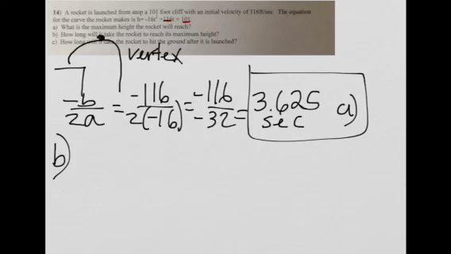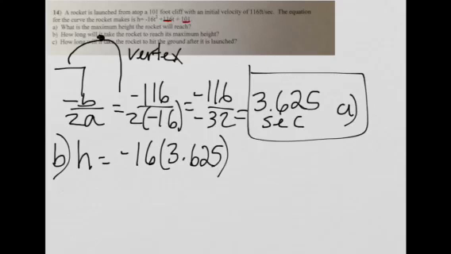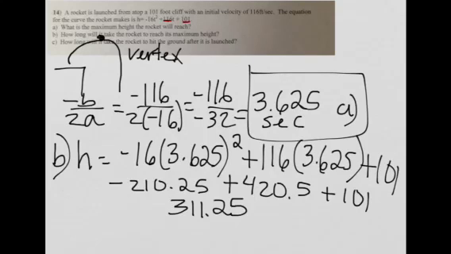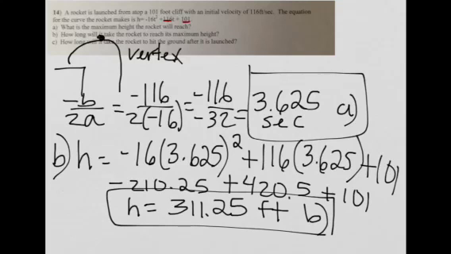Now for B, how do I get what the maximum height is? I need to take my seconds and replace it in the equation for t. So I am taking the t, 3.625, and I just need to be really careful when I do it in the calculator. Okay, so when I do my order of operations, the exponent times the negative 16, I multiply those two things, in the middle, I add them all up, I get my height to be 311.25 feet, that it reaches its maximum. That's what its maximum height is.